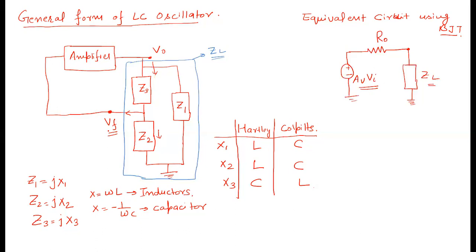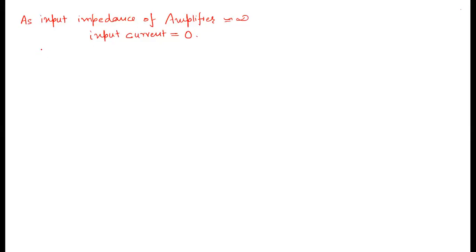Now let us derive the equation for beta. As the input impedance of the amplifier is nearly equal to infinity, the input current into the amplifier is equal to 0, since we can say that Z2 and Z3 are in series.